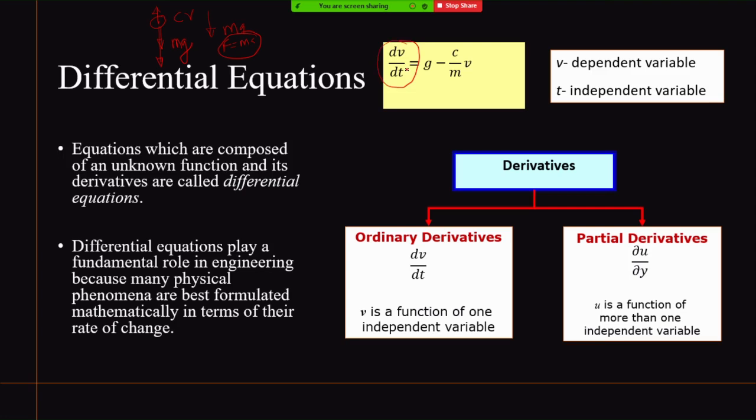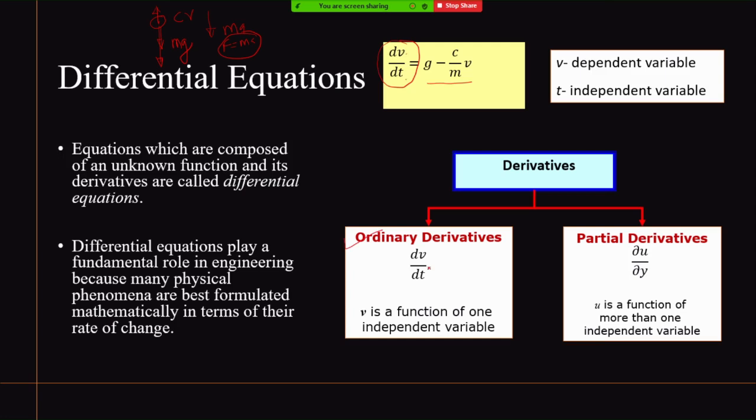So a change in a particular parameter with respect to some independent parameter is called a differential equation, and a differential equation can be represented in two ways. One is ordinary, where only one single independent variable is there, and the other is partial.